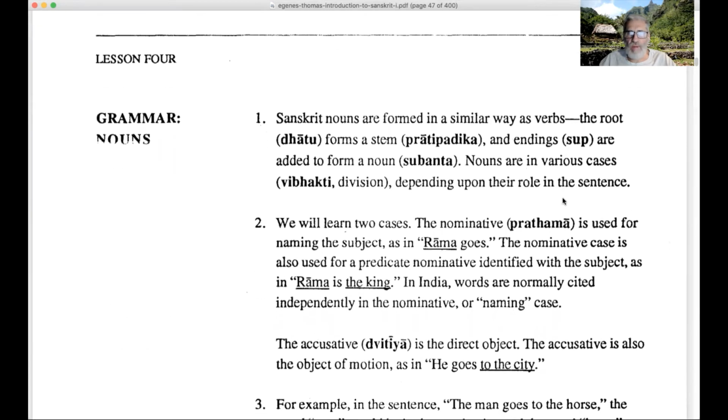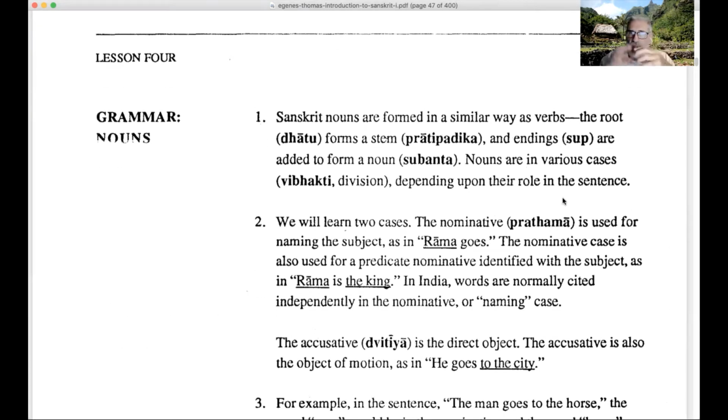Okay, so now the grammar. Sanskrit nouns are formed in a similar way to verbs. Up until now, we've been talking about forming verbs, right? We've also talked about nouns in the Infant Reader, and also here. So nouns have endings and verbs have endings. When nouns have endings, we call those endings declensional endings, and we say we decline the noun. When verbs have endings, we call those endings conjugational endings, and we conjugate verbs.